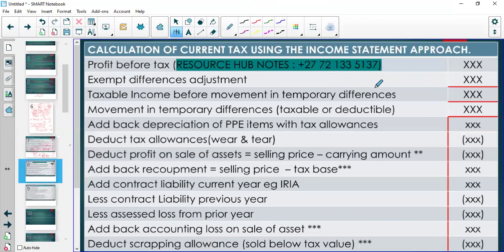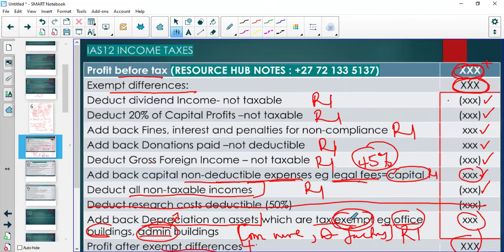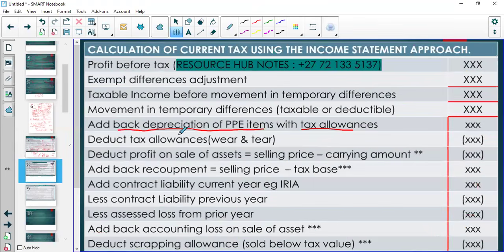So in this profit before tax, we would have included depreciation because it's an expense of PP items with tax allowances. Remember that the other depreciation, where there are no tax allowances, will be an exempt item. Now, for that where there are tax allowances, it's a temporary difference. So we need to add back the depreciation of PP items with tax allowances.